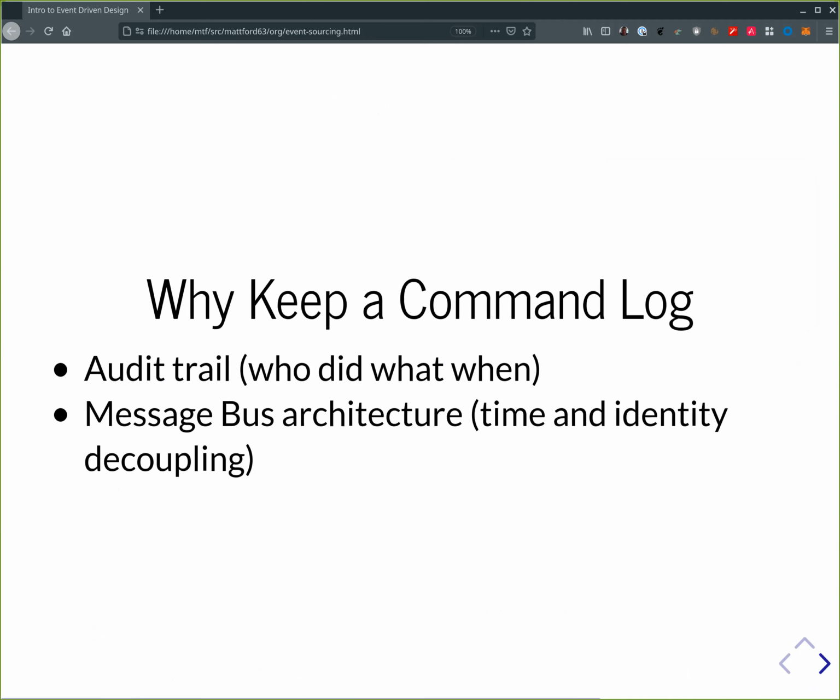Perhaps it can seem a little redundant as to why you might keep a command log, but it provides a really good audit trail of who did what, when. It does let you replay if you really need to. But one of the other things it brings is the message bus architecture abilities, like time and identity decoupling, i.e. you can have multiple systems consuming commands. You can use this for real time, for massive scaling. You get backlog handling, all the nice things about a message architecture when you're processing your command chain.